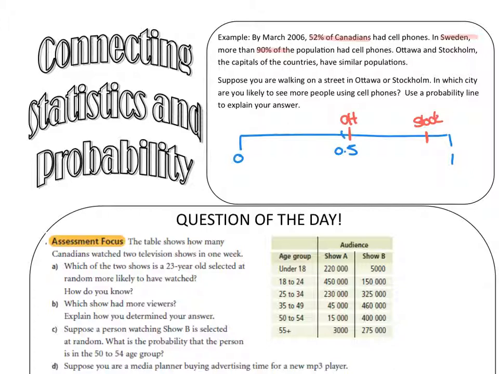So in which city are you likely to see more people? Likely to see more in Stockholm, just because it's closer to that 1 value or closer to that 100%. Nice, easy, simple little example.